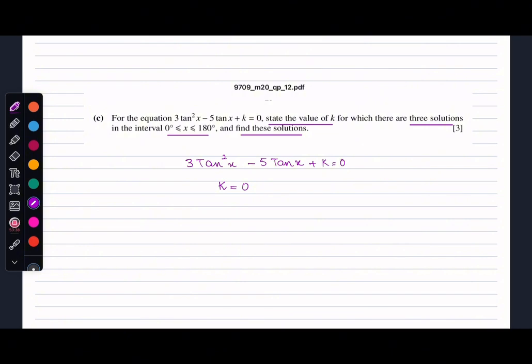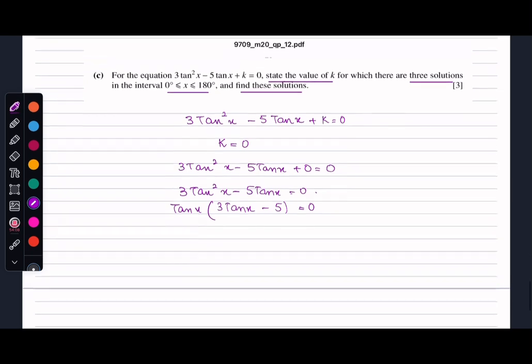If I equate k as 0, then I will have 3 tan squared x minus 5 tan x plus 0, which equals 0. Or further, 3 tan squared x minus 5 tan x equals 0. If I take tan x common, I will be left with tan x times 3 tan x minus 5 equals 0. So here there are two values of tan x. One is tan x equals 0, and the other is 3 tan x minus 5 equals 0.